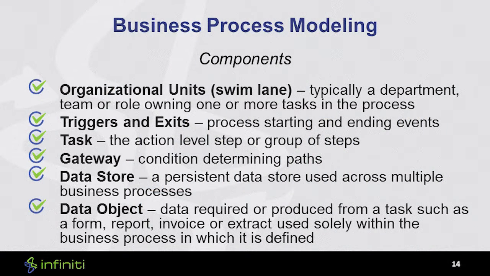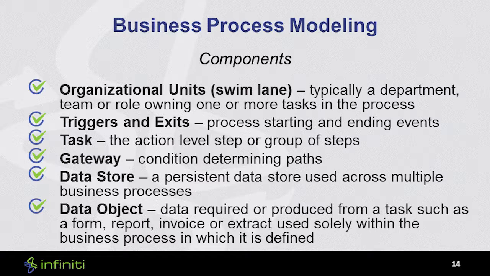So the components. A lot of this you may be familiar with. Organizational units. These are your swim lanes. On a diagram, which I'm going to show you in a minute, these swim lanes kind of look like a swimming pool, except with process activities going on. They are typically a department, a team, or a role that owns part of the tasks in that process. You have triggers and exits. Everything has a starting point, and everything has an ending point, and so does a business process. Tasks. These are the action level steps or group of steps that are going on in your business process.